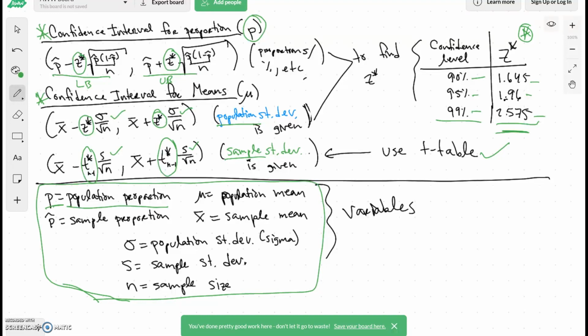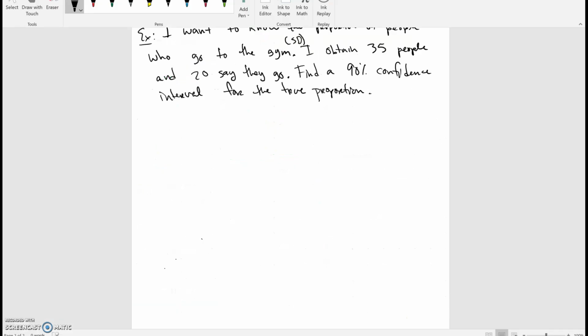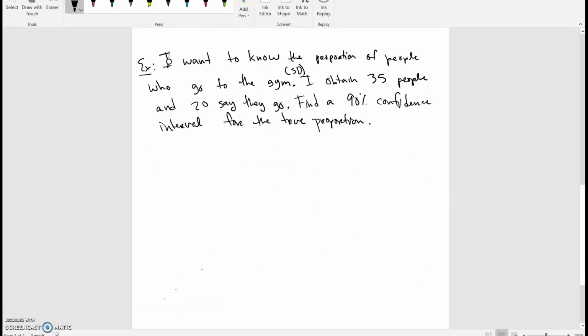Okay. So here are my problems. My first problem is I want to know the proportion of people who go to the gym in San Diego. I put SD here. So I obtain 35 people and 20 say they go. Find a 90% confidence interval for the true proportion of people that go to the gym. So I don't know what the true value is. I know for a fact that I got 35 people, and out of the 35 people, 20 said that they go.